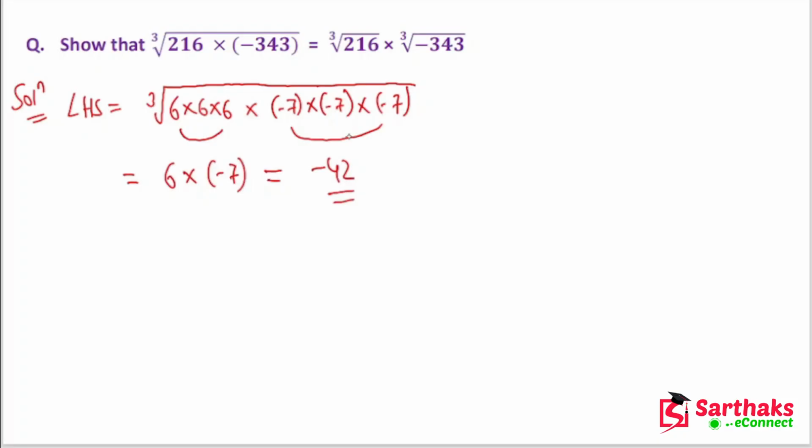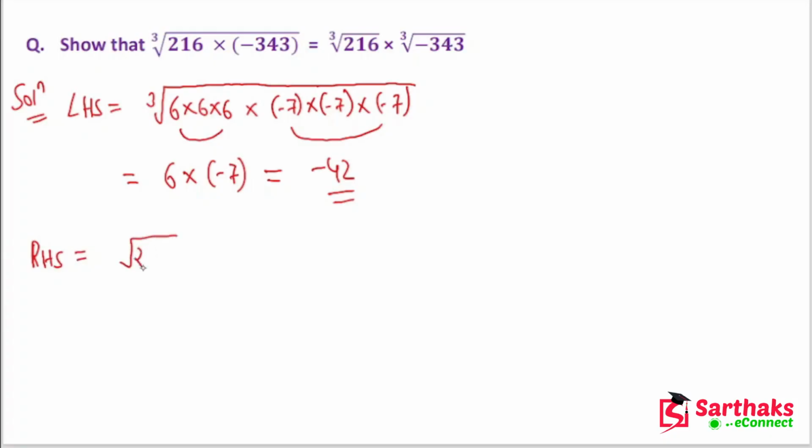See, we have just copied the method which we have done in the positive root. Just we have added minus 7, minus 7, minus 7 because we knew that the cube root of 343 is plus 7, then cube root of minus 343 is minus 7. No difference. Okay, let us solve the RHS. Let us see if it is also minus 42. It would be because we have to show, but let us see the RHS.